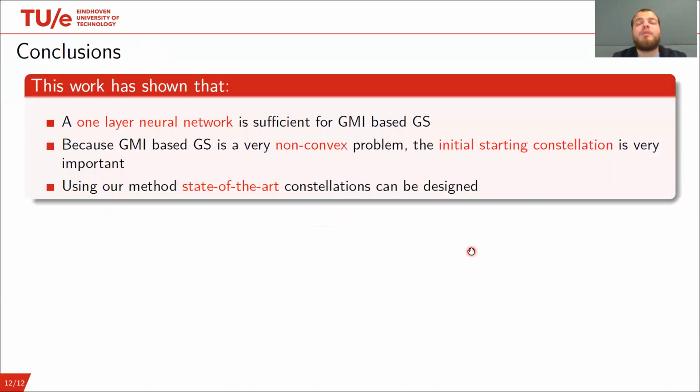So, what can we conclude from our work? First of all, a one-layer neural network is sufficient for GMI-based geometrical shaping. Second of all, because GMI-based geometrical shaping is a very non-convex problem, the initial starting constellation is of great importance. And finally, using our method, we can create state-of-the-art constellations.